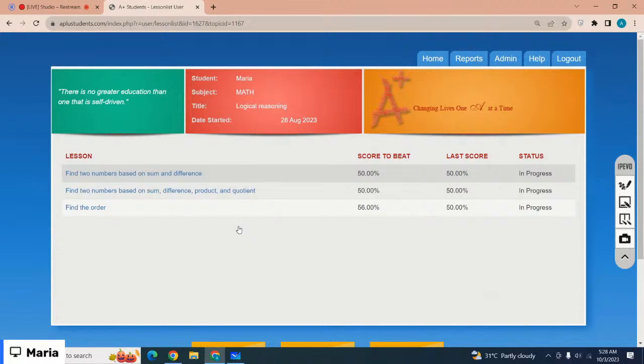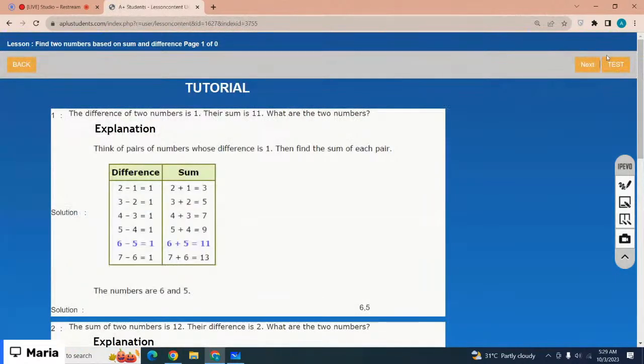Let's just start with the first lesson. You have to find two numbers based on sums and differences. So basically, you are given in the questions that the sum of two numbers is this and their difference is this. What are the numbers, right? So you have to think of the numbers. Let's just start with an example, that would be easier to explain and understand.